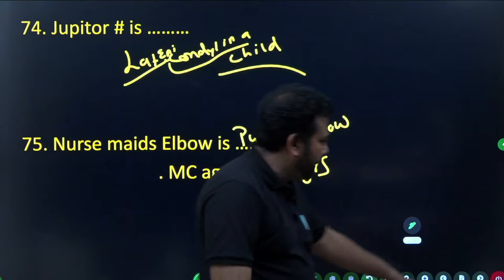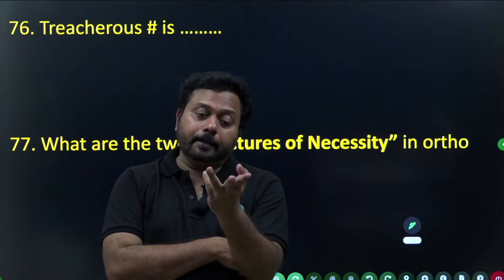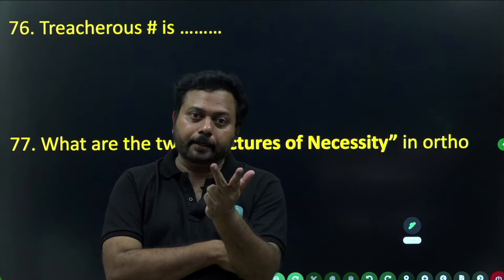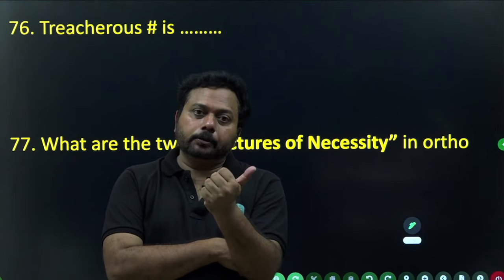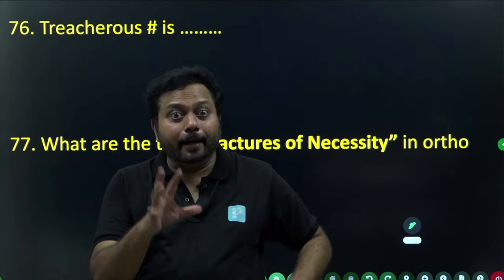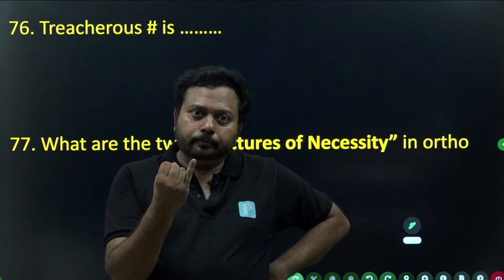Nursemaid elbow means another MCQ that is coming to your mind: Miner's elbow. Miner's elbow, other name is student's elbow, that's called olecranon bursitis. Tennis elbow is lateral epicondylitis. Golfer's elbow is medial epicondylitis. Javelin thrower's elbow is triceps tendinitis. Okay, elbow MCQs, I repeat once again, dear friends: nursemaid elbow is called pulled elbow. Student's elbow, other name miner's elbow, is olecranon bursitis.